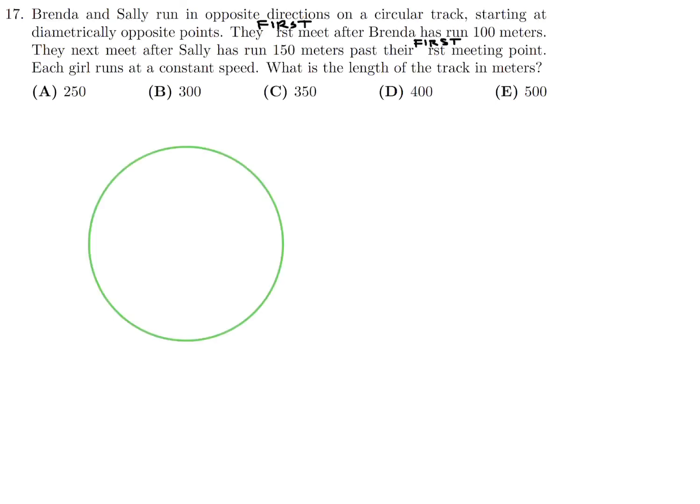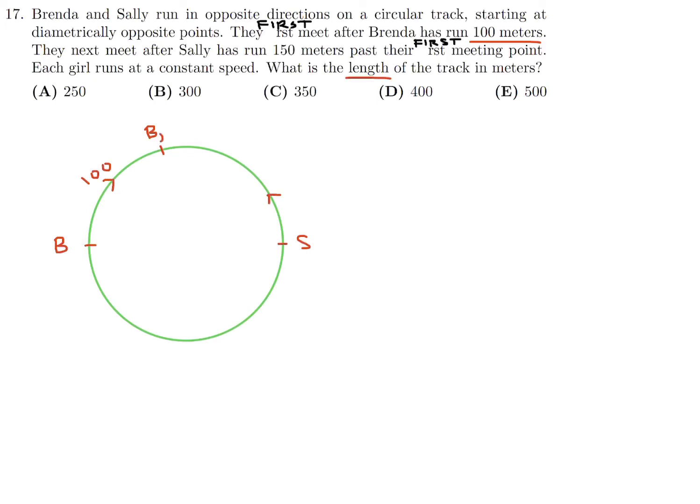So here is the circular track, and they're starting at diametrically opposite. So if Brenda starts here, Sally has to start completely opposite. And then we don't know this track in terms of its size. That's what we are trying to figure out. So Brenda first runs 100 meters, right? So let's just say she gets to about that point. So this is 100 meters of running. And Brenda is now here. And that's when she first meets Sally, because Brenda's running in that direction and Sally is running in the opposite direction.